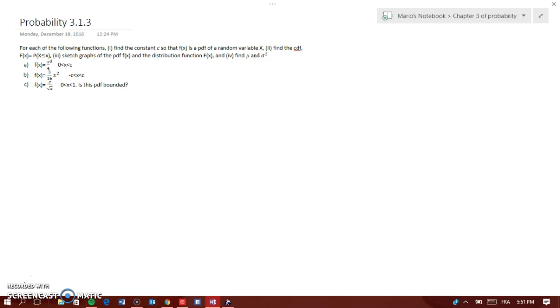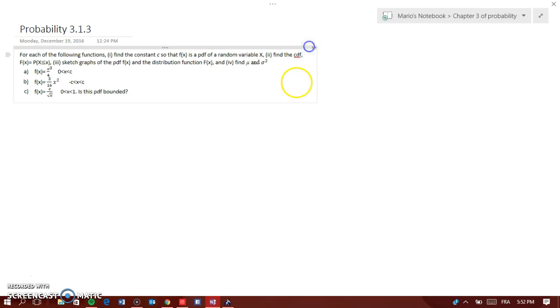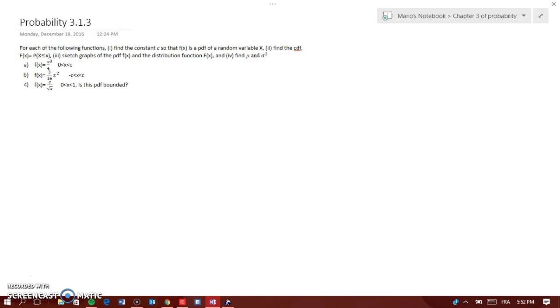So the first one is x cubed over 4 from 0 to c. We would have to do it this way: the integral from 0 to c of x cubed over 4 dx. And what would that equal to? Well, that would equal x to the power of 4 over 16, since when you add 1 to 3 you get 4, and the denominator is 16, from 0 to c.